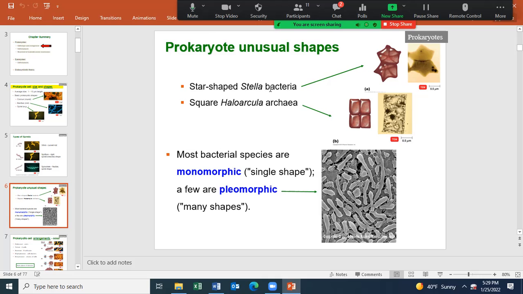Most bacteria species are monomorphic, meaning that the cells of one species all have a single shape. Like these, they're all squarish. But a few species are pleomorphic, in which case they have many shapes. And this is a picture of a cell that has many shapes. The bacteria that tend to be many shapes are bacteria that do not have a cell wall. We'll briefly discuss that later in the term. And like I said, the shapes of these cells are pleomorphic.